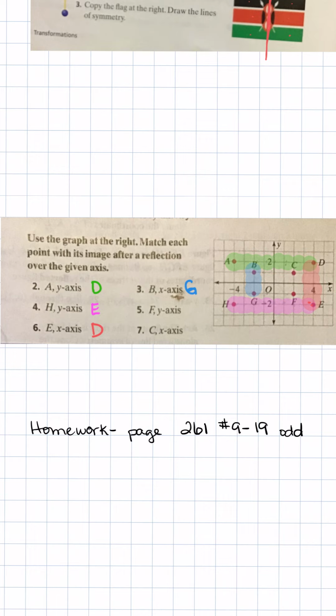And then let's look at F and the y-axis. Here's F, it's going to go back 1, 2, crosses the y-axis, 1, 2, G. And last but not least is C, and it says the x-axis. So down 1, cross the x-axis, down 1 more, therefore F.